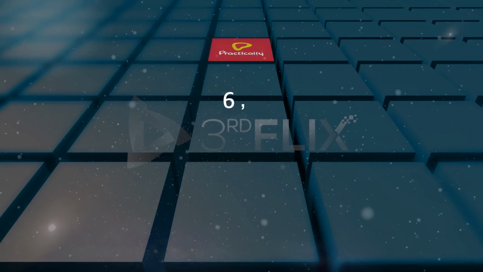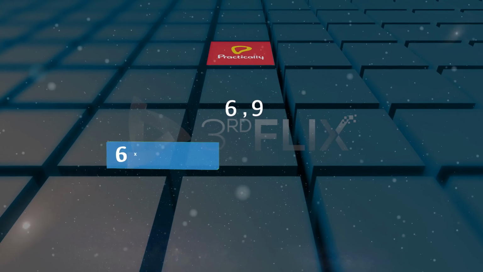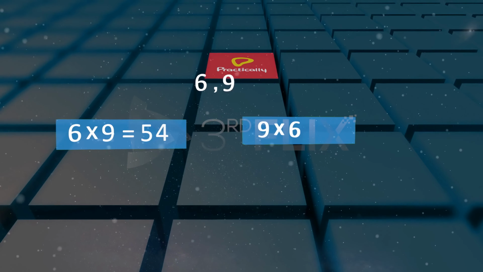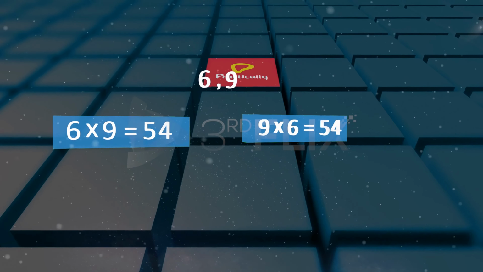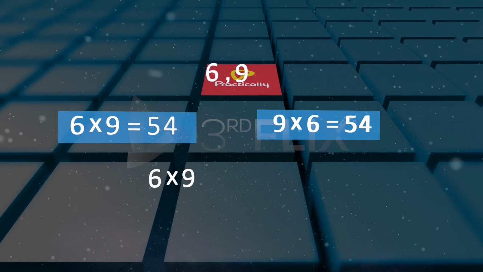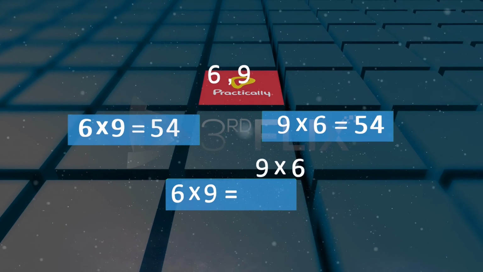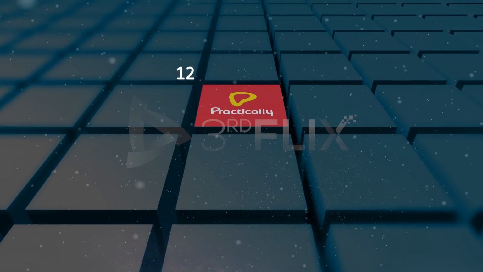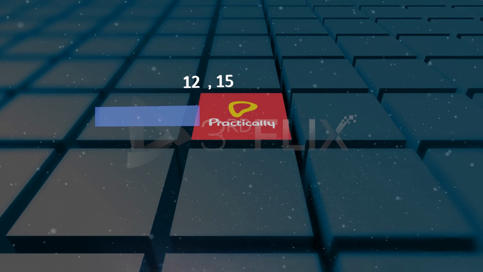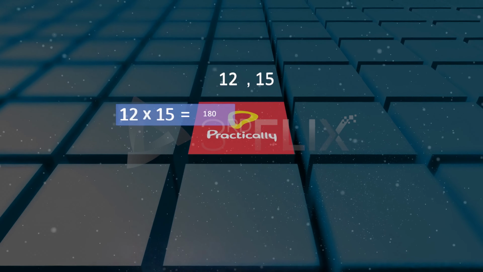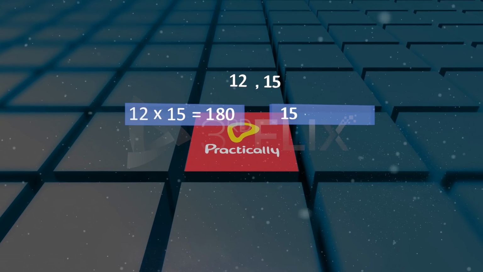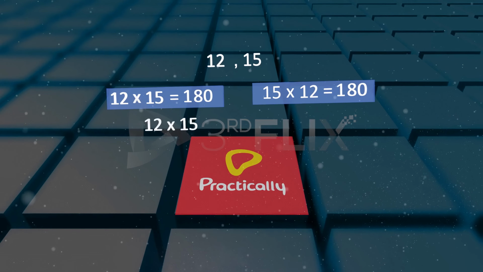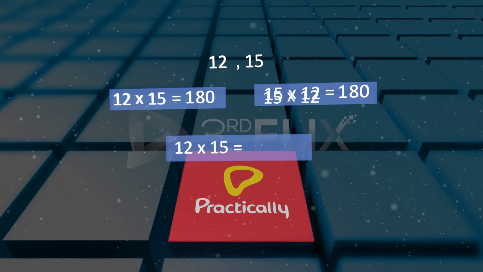Consider 6 and 9. The product of 6 and 9 is 54. The product of 9 and 6 is 54. So we can say that 6 multiplied by 9 equals to 9 multiplied by 6. Consider 12 and 15. The product of 12 and 15 is 180. The product of 15 and 12 is 180. We can say that 12 multiplied by 15 equals to 15 multiplied by 12.